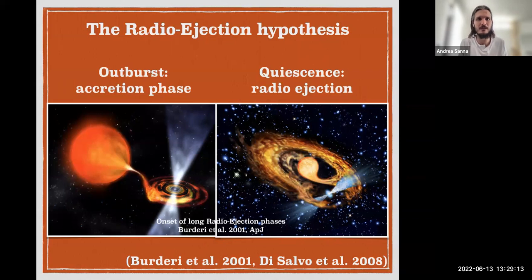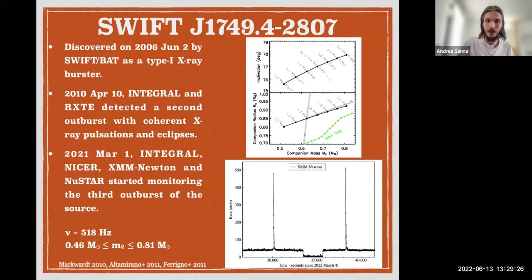We don't have much time now to go through that, but I would like to show you this one because it's a very promising one. Actually, I can stop here and maybe quickly show you the results from the latest source that I discussed, the one that directly showed the expansion of the system. This is the only eclipsing accreting millisecond X-ray pulsar.